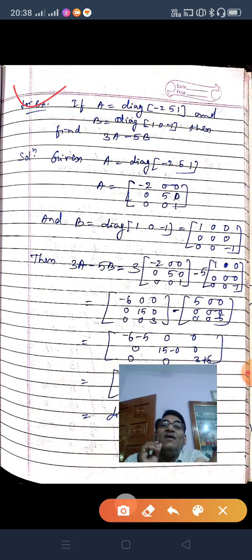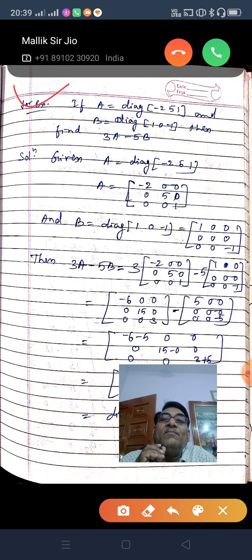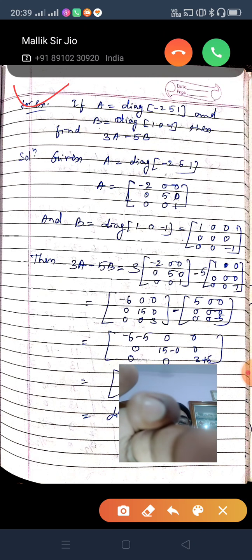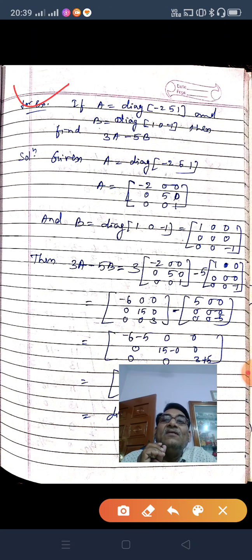For example, suppose A is equal to diagonal minus 2, 5, 1, and B is equal to diagonal 1, 0, minus 1. Then we find 3A minus 5B.